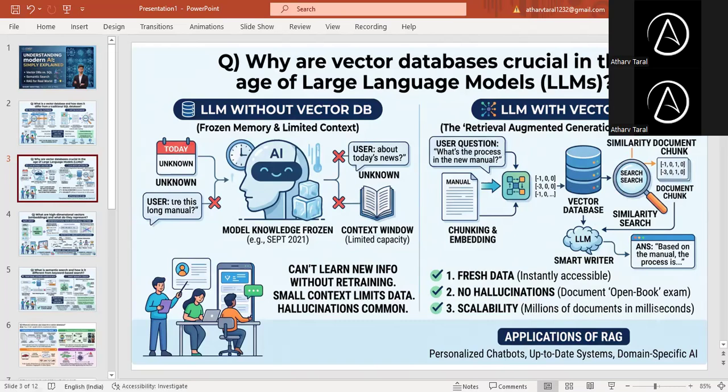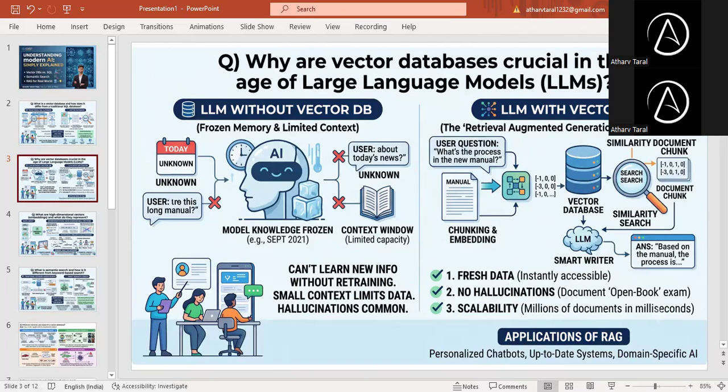Because of this, we get three big benefits. First is fresh data. We can add new files to the database anytime and the AI can see them instantly without needing to retrain the whole model. Second is less hallucination. If the AI has the real document right in front of it, it is much less likely to make things up. It is like an open book exam.